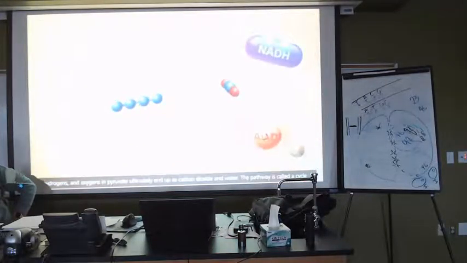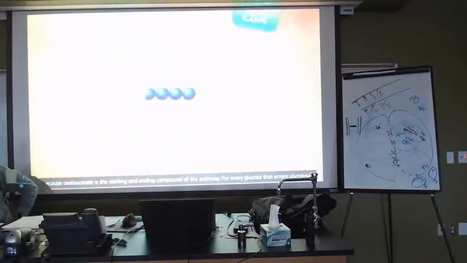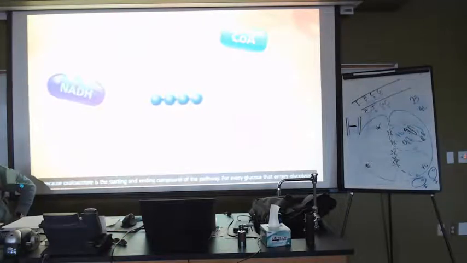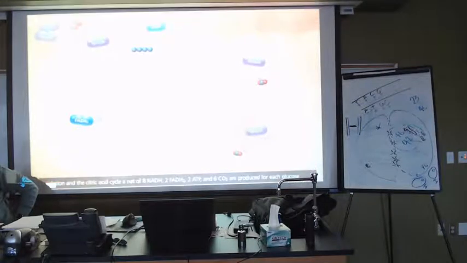ultimately end up as carbon dioxide and water. The pathway is called a cycle because oxaloacetate is the starting and ending compound of the pathway. For every glucose that enters glycolysis, the cycle completes twice, once for each molecule of pyruvate that entered the mitochondria. During pyruvate oxidation and the citric acid cycle, a net of 8 NADH, 2 FADH2, 2 ATP, and 6 CO2 are produced for each glucose molecule.